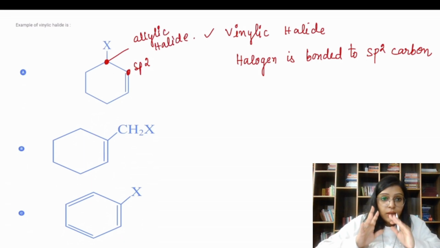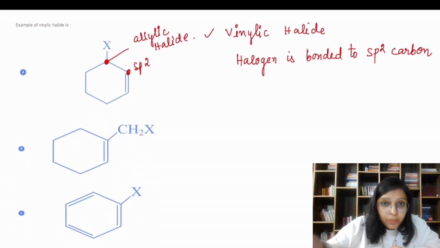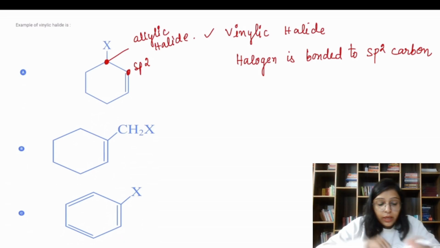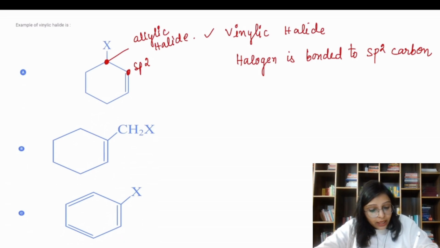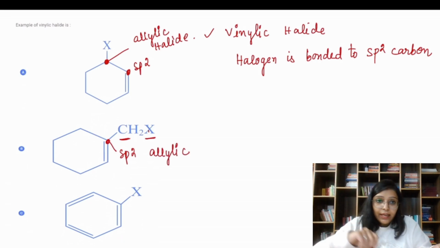It means carbon which is bonded to functional group is bonded to sp2 hybrid carbon, so that is the condition for allylic. Okay, if you see this one again, carbon which is bonded to functional group is bonded to sp2 hybrid carbon, so that is again allylic halide, right? That is again allylic halide.